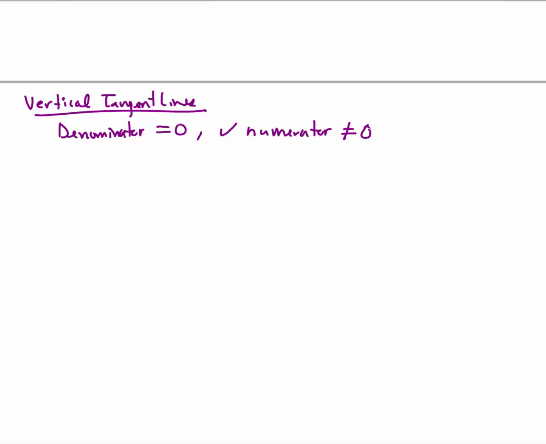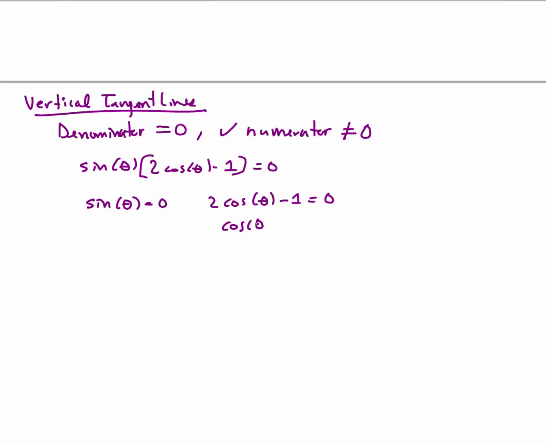Okay, so as I'm looking for these vertical tangent lines, I take that denominator, which was sine theta times 2 cosine theta minus 1, and I set it equal to 0. So my first one would be sine theta equals 0. The second equation that I'm looking at is 2 cosine theta minus 1 equals 0. So this would be cosine of theta equals 1/2.